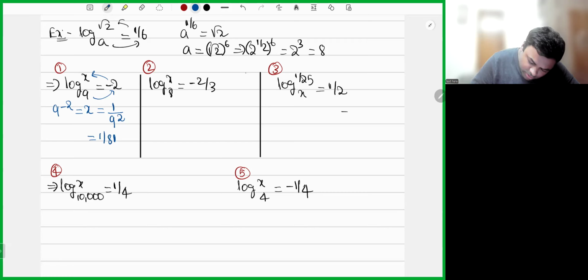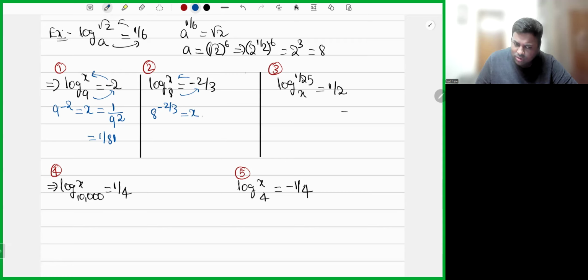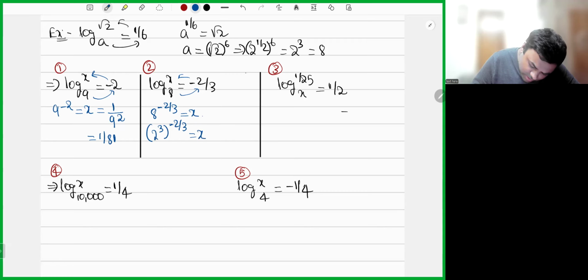Next, again, simple cross product rule. 8 power minus 2 by 3 is equal to x. How can I write 8? Can I write it as 2 cube? Yes, sir. 2 cube power minus 2 by 3 is equal to x. The 3 cancels, and 2 power minus 2 is simply equal to 1 by 4.